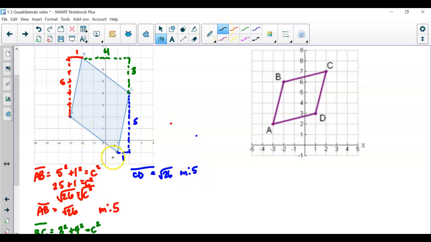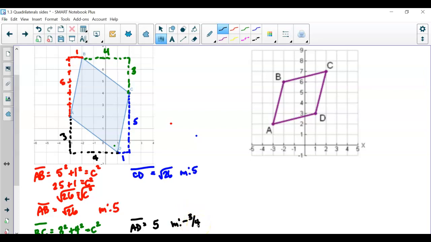So now let's check side AD. So here I've got my rise and my run. My rise is 3. My run is 4. Again, notice the opposite sides. Rise is 3, run is 4. So same side lengths for the right triangle, meaning AD is also going to be 5. And the slope is still going down, negative 3/4.